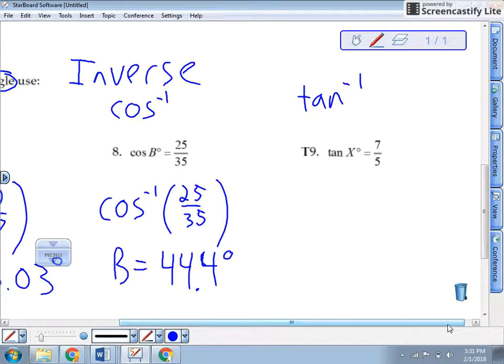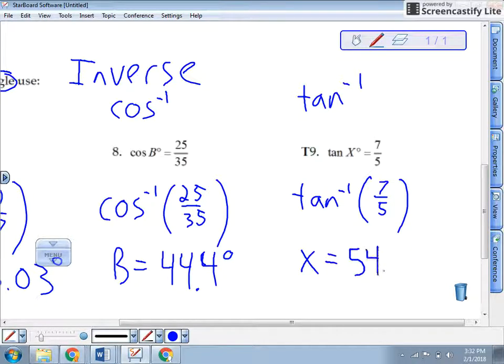And then finally, tangent. You get the pattern. Tan inverse looks like that -1 exponent. Divide 7 by 5, hit enter, and you're going to find that x equals 54.46 degrees. Again, I rounded to one place, two places. Doesn't really matter to me. Just make sure to show that work.